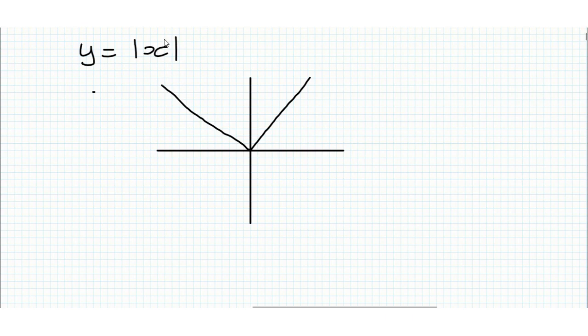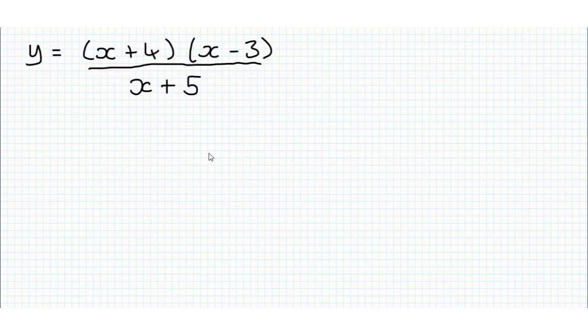You can put different things inside here and you can explore by yourself what those graphs would look like. We'll move on to another example. For this example, y equals x plus 4 multiplied by x minus 3 all over x plus 5. We're going to look at how we can sketch this graph.